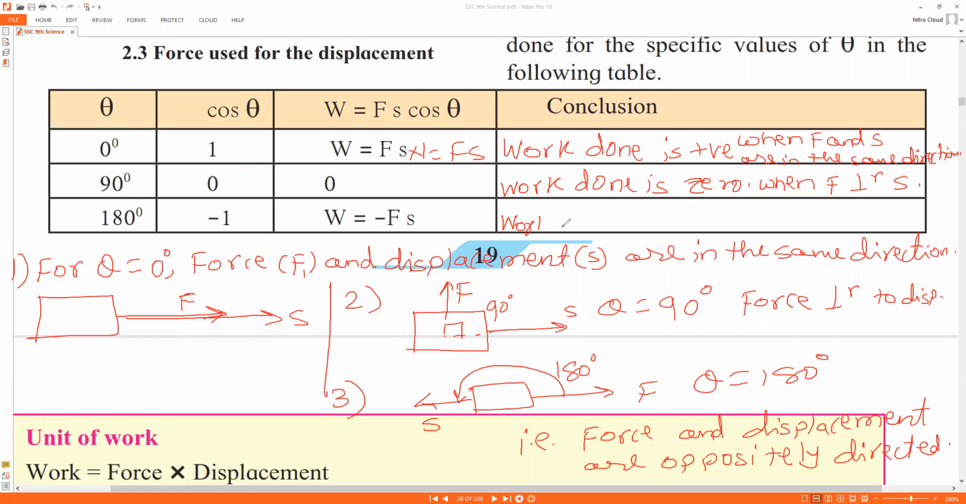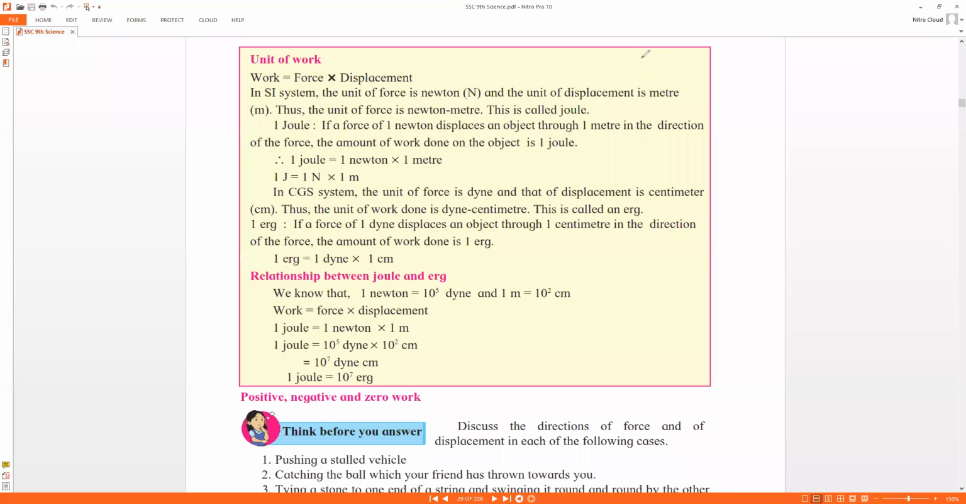So work done is negative. When is it negative? When F and S are opposite. Okay, is that clear? This is given in the textbook itself. We are going to do the unit of work. So we are going to see the SI unit and the CGS unit and the relationship between those units.